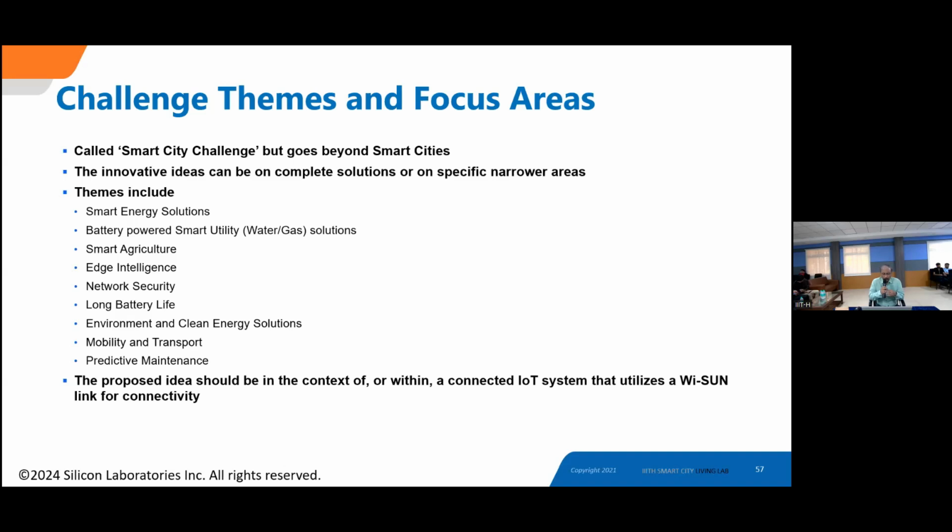And then we have mobility and transport, predictive maintenance. Okay, how quickly or how often you need to maintain vehicles, public utility vehicles, transportation vehicles, whatever it is, machinery. So we cover a broad area. We can go for a broad solution. We can go for a narrow innovation within a solution. But everything should be in the context of a system that is outdoors and uses a Wi-Fi link for connectivity.